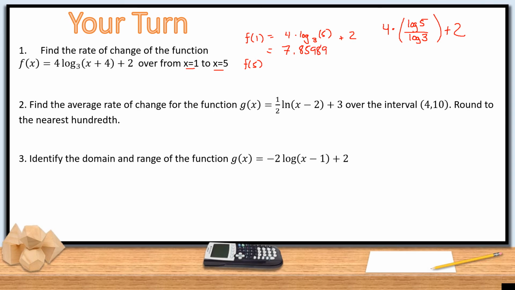So I'm going to round my final answer to hundredths, but until then, I'm going to keep my answer as accurate as possible. So 7.85989 is that first coordinate for me. And then for f of 5, we got 4 log base 3 of 5 plus 4, which would be 9, plus 2.